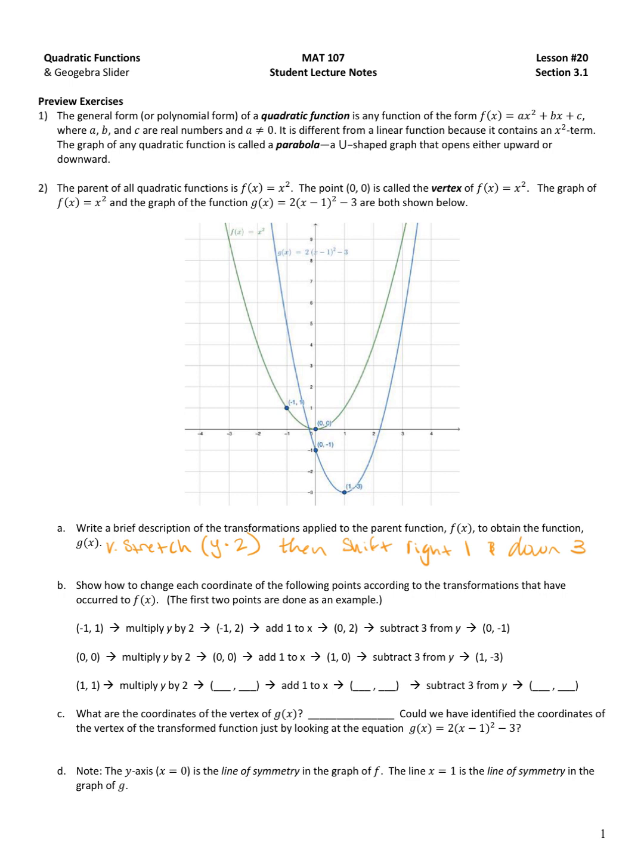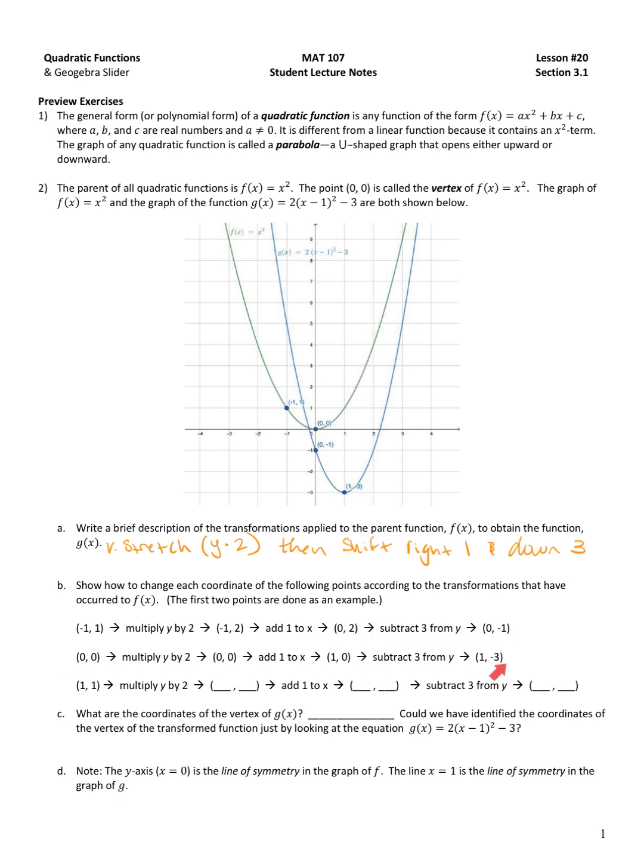Now we're going to show how to change each coordinate of the following points according to the transformations that have occurred to f. The first 2 points are done as an example. Negative 1, 1: first, we do the vertical stretch, which means multiply y by 2, so that becomes negative 1, 2. We took the y coordinate and multiplied by 2. Then, to shift to the right, we add 1 to the x, so we take our negative 1, add 1, we get 0, 2, and then we subtract 3 from the y to go down 3, so that ends up at 0, negative 1.